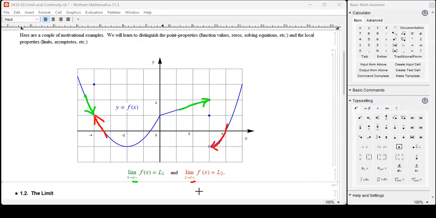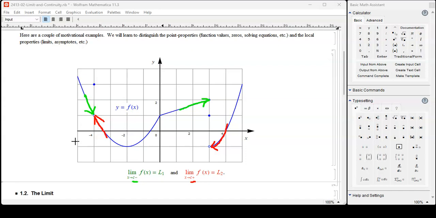And look at the color coding in the graph. Approaching from the right-hand side, red, plus side. Approaching from the left-hand side, green, minus side. And those y coordinates do not always have to be the same. At x equal to 3, they are different. This y coordinate, +2. This y coordinate, -1.